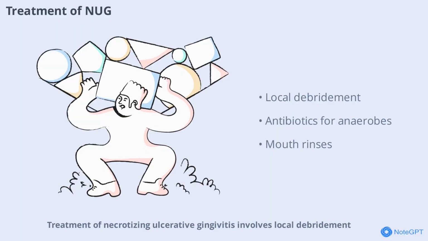Treatment of necrotizing ulcerative gingivitis involves local debridement, mouth rinses with diluted hydrogen peroxide or chlorhexidine, and systemic antibiotics such as metronidazole to target anaerobic bacteria. Supportive care, including pain management and improved oral hygiene, is also important. Early intervention can prevent progression to more severe disease.